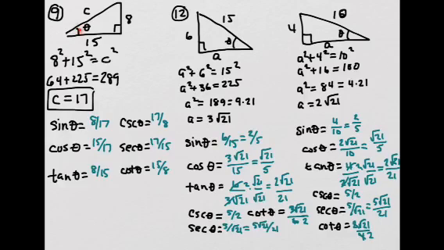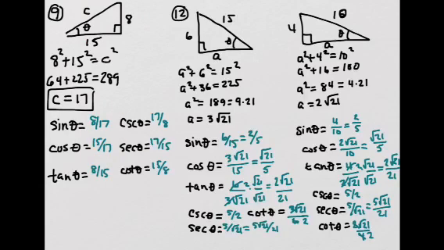Now sine of theta, here's theta. Sine is opposite over hypotenuse, so 8 over 17. Cosine is adjacent over hypotenuse, so here's 15 over 17. And tangent of theta is opposite over adjacent, so 8 over 15, and then you just do the reciprocals. Just flip these numbers here, here, and here.